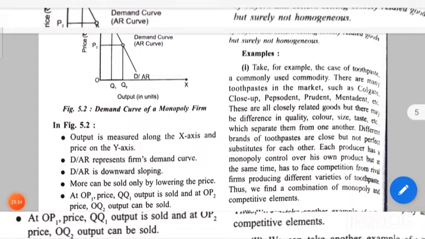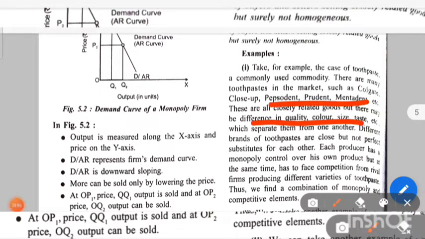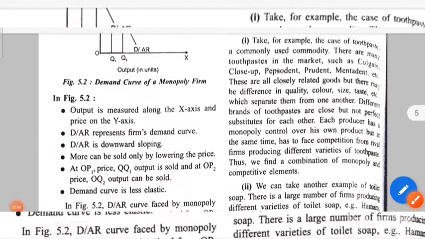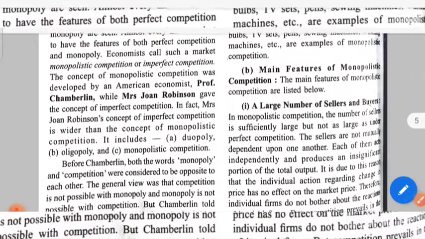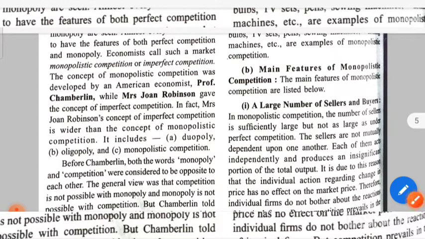Even they have given the example of toothpaste. You can also take the example of shampoos. Even shampoos, we have the same product but different things are there in this. Now what are the features of monopolistic competition?